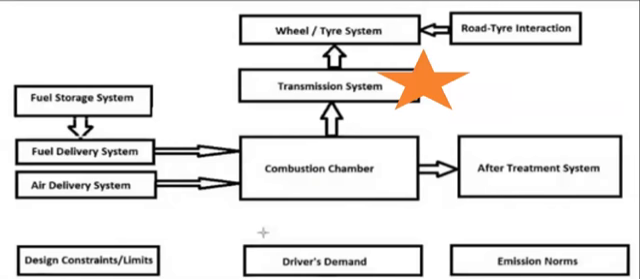So getting into the details, this is the block diagram of a vehicle which has multiple subsystems. In this, as we can see, the fuel storage system, fuel delivery system, air delivery system, combustion chamber, after treatment system, transmission system, wheel tire system, and road tire interaction are there. Apart from this, at the bottom of this block diagram, we can also see the design constraints or limits, driver's demand, and emission norms. So what do these mean actually?